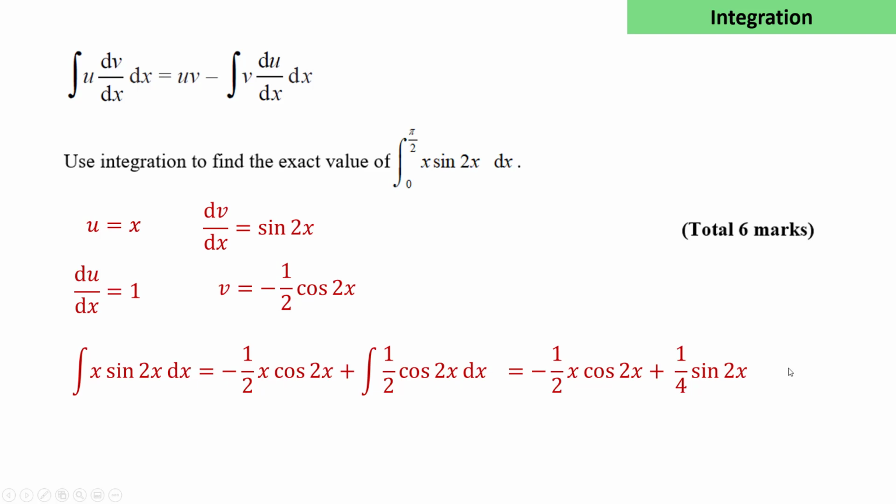We don't need a constant of integration because it's a definite integral, so when we put our limits in, we get the limits between pi by 2 and 0. Sine of pi and sine of 0 will both be 0. Cos of pi will be minus 1. So when we substitute pi by 2 into minus a half x cos 2x, we get pi by 4. And when we substitute the 0 into x cos 2x, we're going to get 0 because of the x being 0.